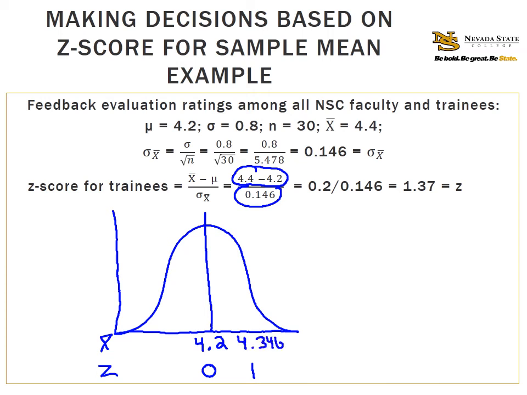For a z-score of -1, well, what sample mean would be one standard error below the population mean? In other words, 4.2, the population mean, minus the standard error of 0.146, you get 4.054.